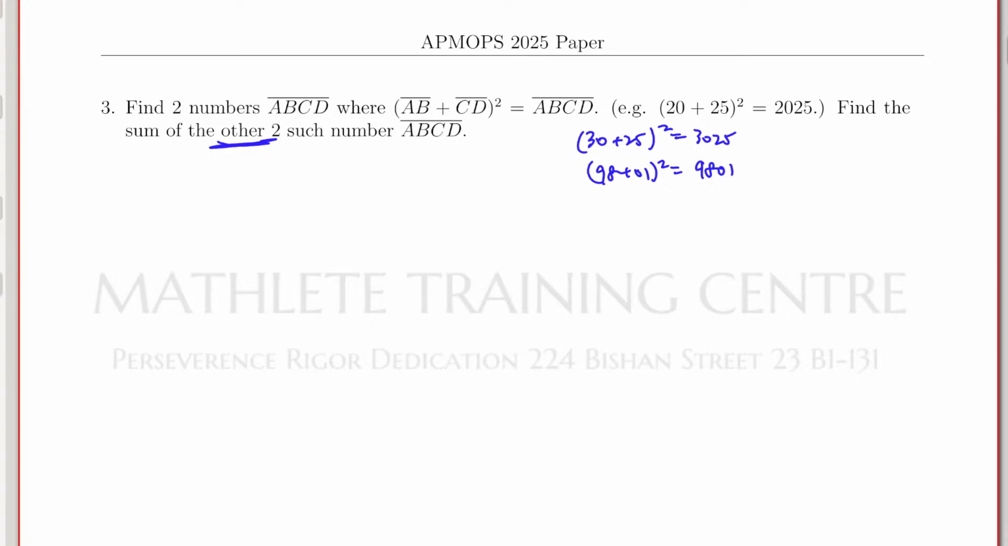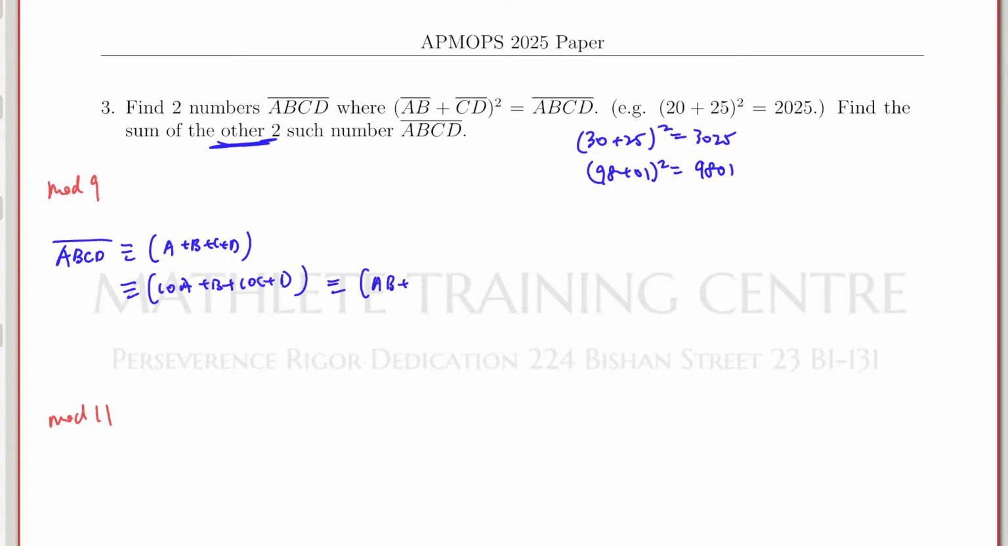So the way to think about this condition is actually through these two mods, mod 9 and mod 11, that I'll talk about later. So mod 9, what's going to happen? If you notice on the left hand side, this goes to 10a plus b plus 10c plus d, right? Because a and c each have a 10. So actually ABCD mod 9 is congruent to firstly a plus b plus c plus d. But a is congruent to 10a, c is congruent to 10c, and so on. So therefore, this is actually congruent to AB plus CD.